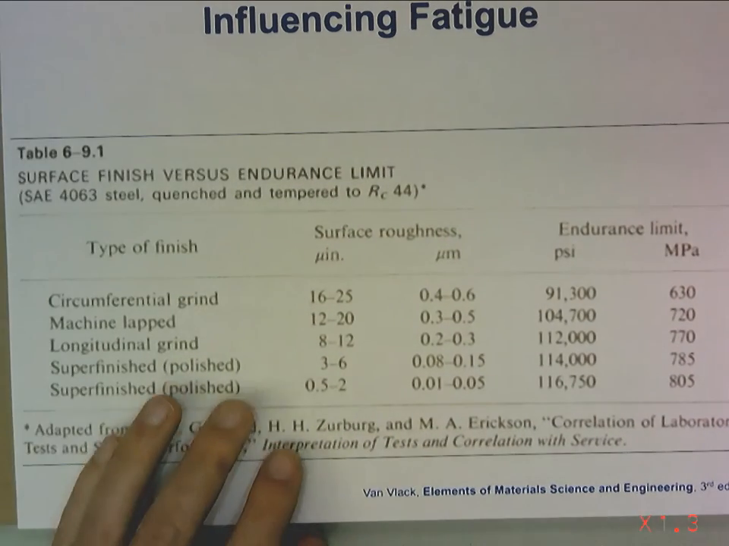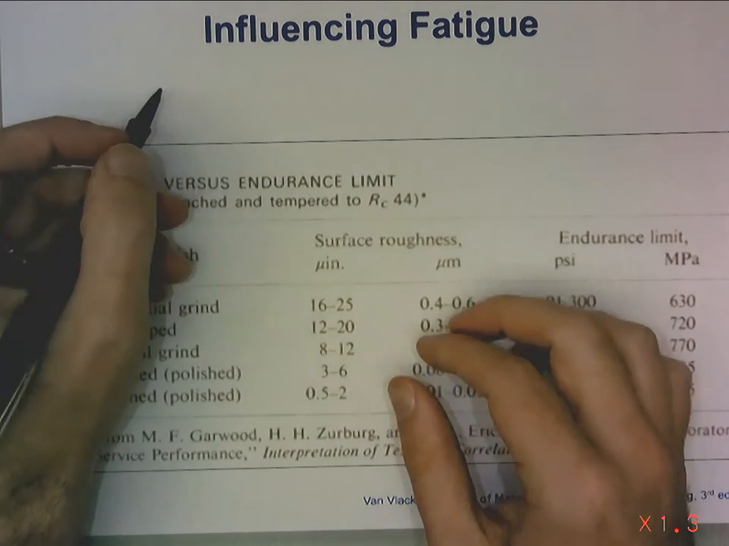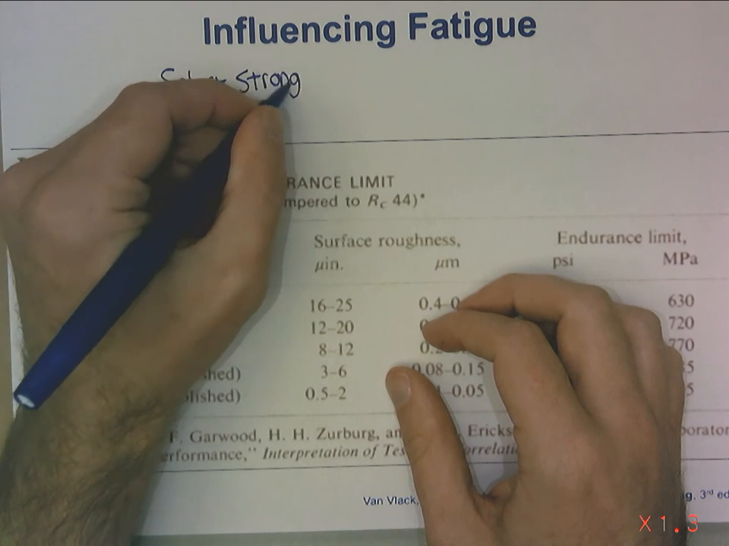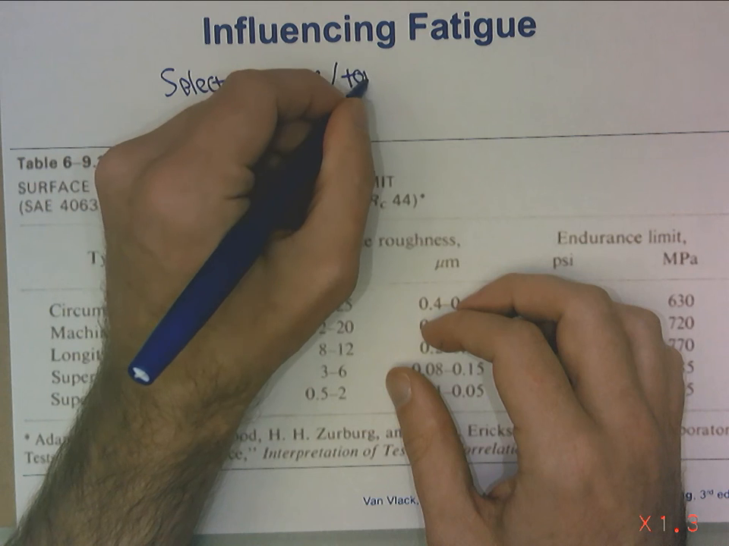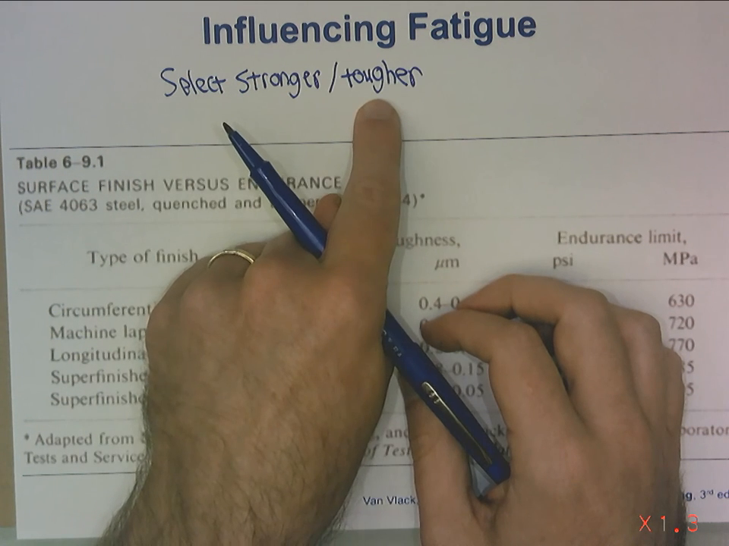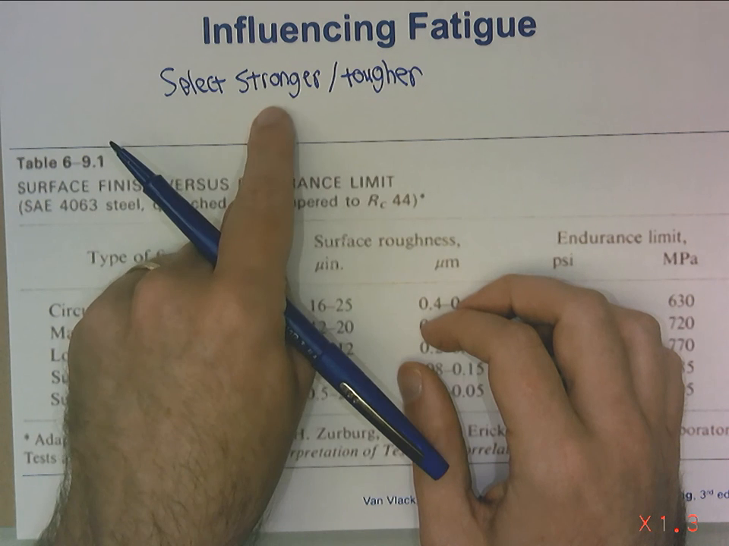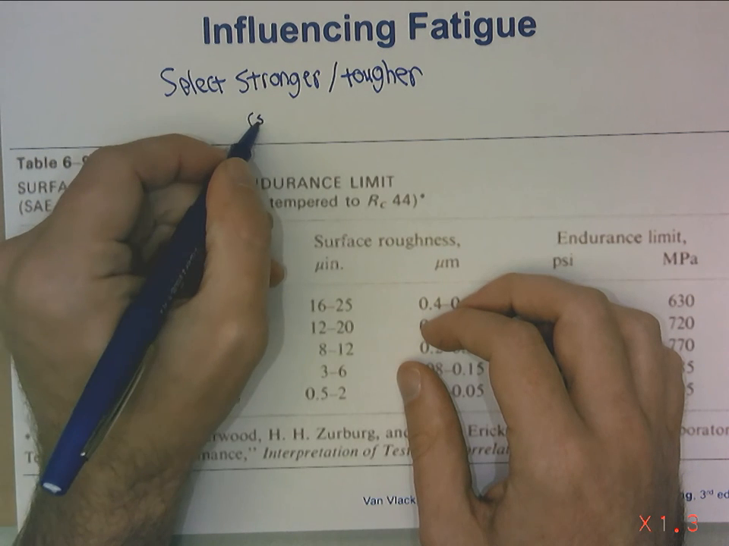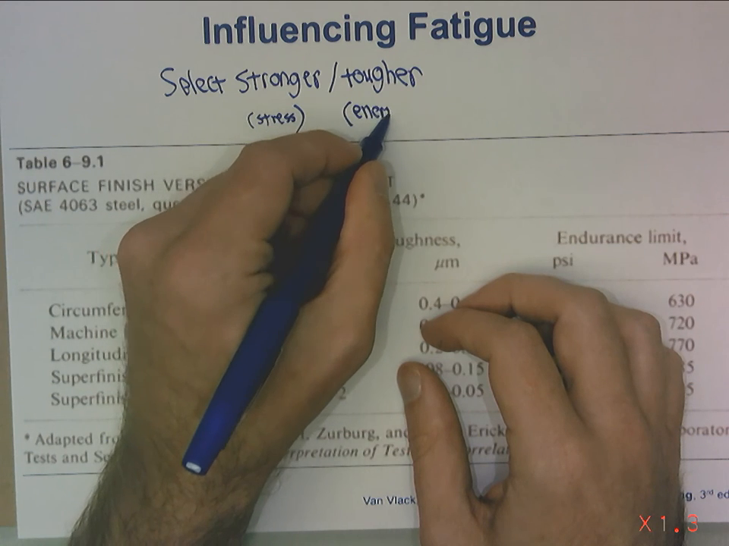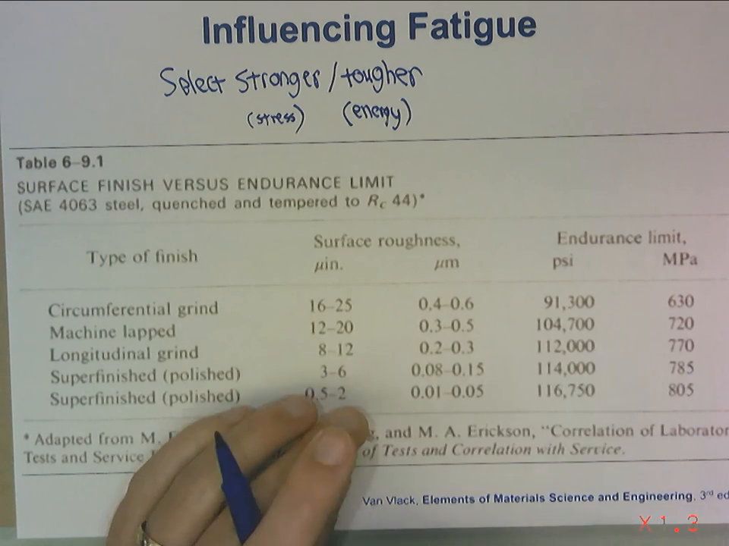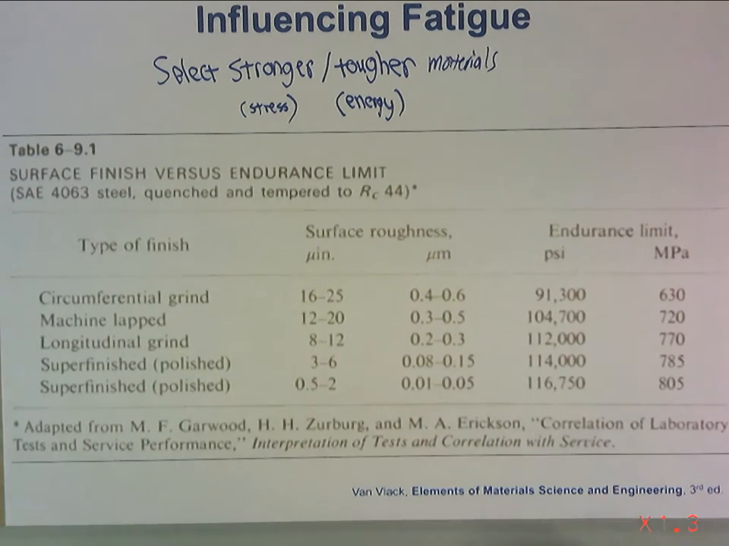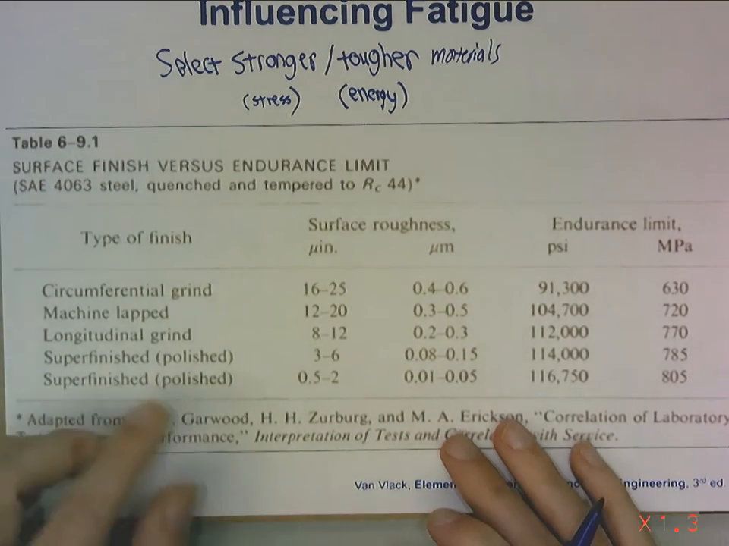Influencing fatigue. I already said we can pick stronger materials. Also tougher. Toughness can help, right? Resistance to impact. So this is how much energy we can handle. This is how much stress we can handle. So our ability to handle stress, our ability to handle kinetic energy. So we're selecting stronger, tougher materials. Also, surface finish.